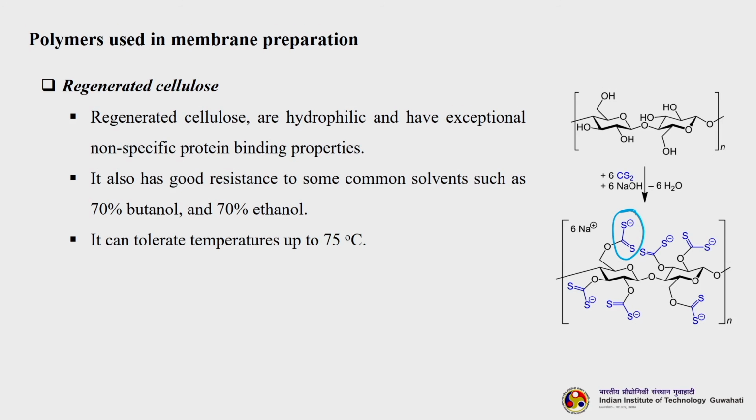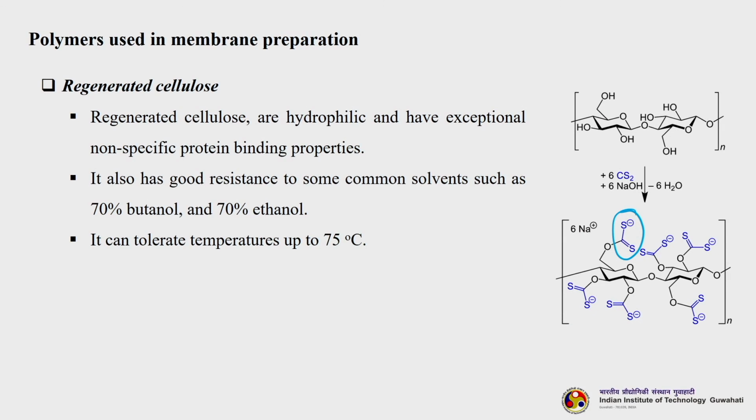They are extremely hydrophilic and have exceptional non-specific protein binding properties. So, this class of membrane material is extremely good to prepare membranes of microfiltration or ultrafiltration range, where the application is protein separation. It also has good resistance to some common solvents such as butanol and ethanol. It can almost tolerate 70% of both butanol and ethanol concentration. It can tolerate temperature up to 75 degrees centigrade, which is actually lower as compared to other polymeric materials.